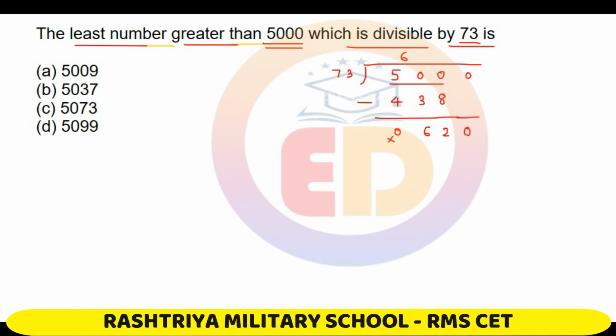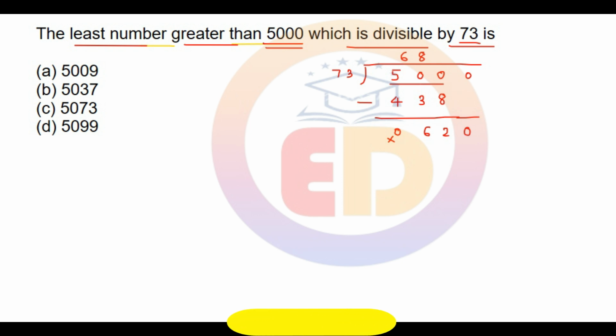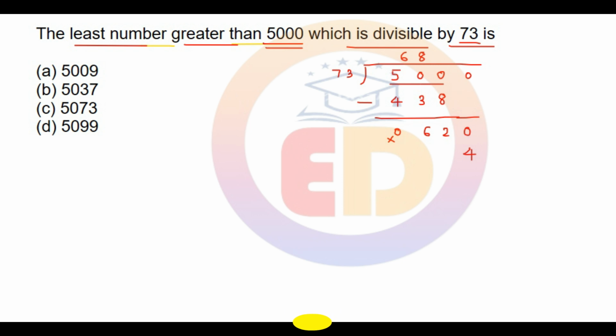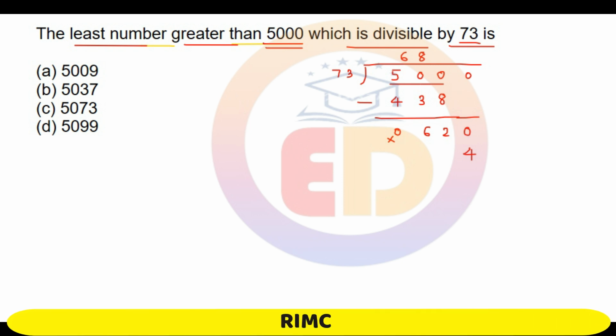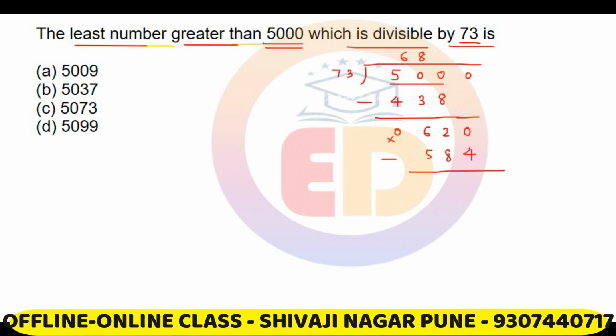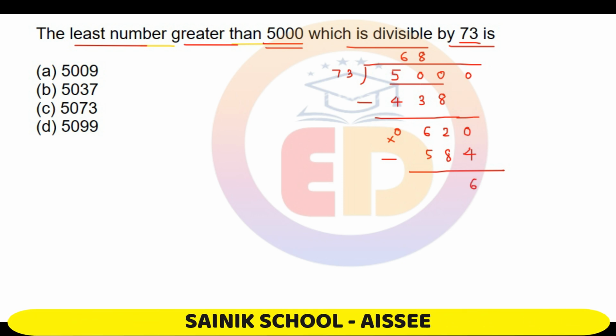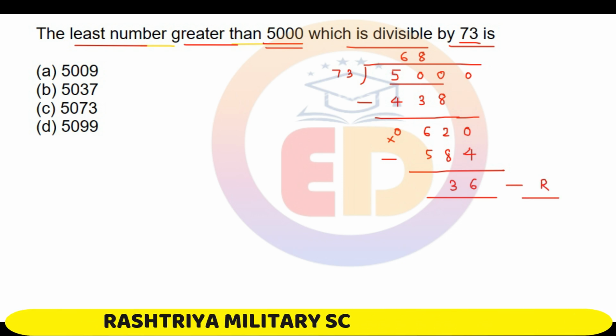And now let's take 73 8 times. 73 8 times will be 4, this is 8, and this is 5. Let us subtract. My remainder is, this is 6, this is 3. My remainder is 36. And now comes the most important step.